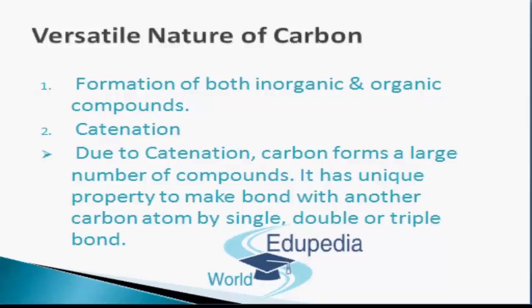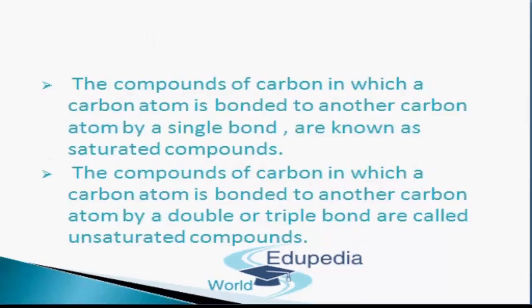It has the unique property to make a bond with another carbon atom, forming a single bond, double bond or triple bond. The compounds of carbon in which a carbon atom is bonded to another carbon atom by a single bond are known as saturated compounds. The compounds of carbon in which a carbon atom is bonded to another carbon atom by a double or triple bond are called unsaturated compounds.